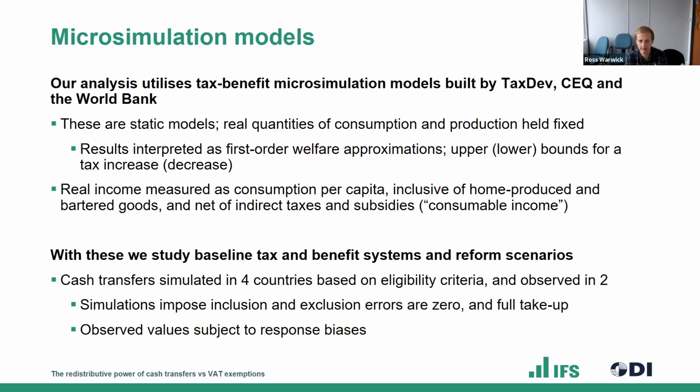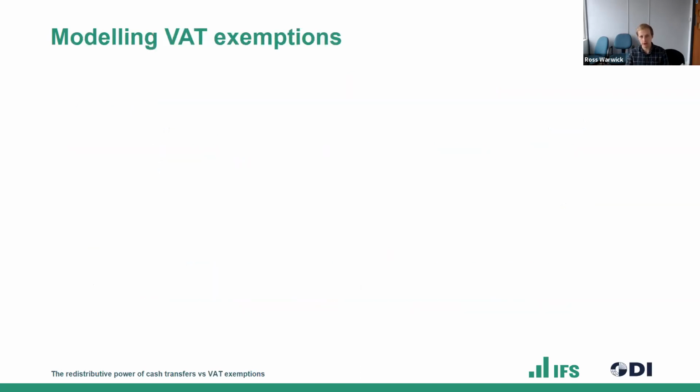Of course, neither approach here is perfect. A simulating approach gives a nice view of targeting in principle, but it does impose that inclusion and exclusion errors are 0, and that there's full take-up of these benefits, which are clearly strong assumptions. At the same time, observed values are often subject to under-reporting. In some cases there can be over-reporting, but in our cases it tends to be under-reporting, and subject to response biases as well. So neither approach is perfect, but using a combination of the 2 gives a useful picture of patterns across a range of countries. That's all I'm going to say on the overall look of the models and how we look at cash transfers, because that's quite simple.